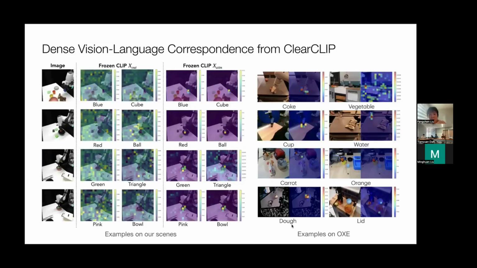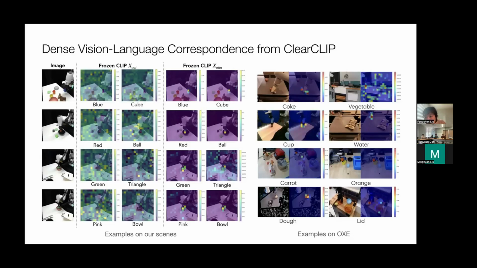So after reading this paper, we tried this on our robotics dataset and also the OpenX embodiment dataset. We take a CLIP and compare its final output, the text patch correspondence, with the intermediate cross attention feature, text patch correspondence. We found that it actually works surprisingly well on our robotics data too. For example, blue cube is able to highlight the corresponding objects. And also red ball, green triangle, it's able to give you the patch that corresponds most to the text input. And it also works for OXE, like Coke.